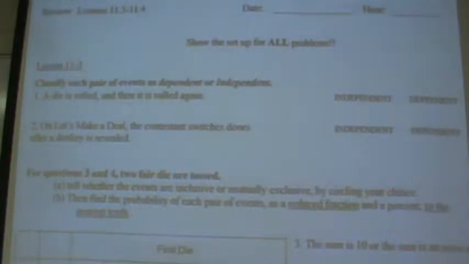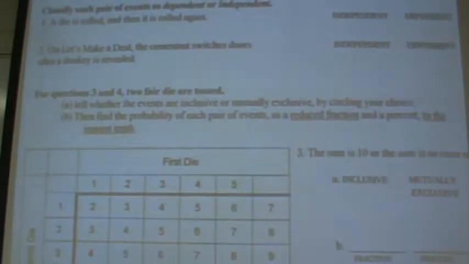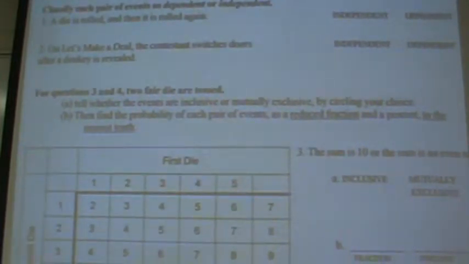Okay, this is the review that I gave you guys last week. It's 11.3 and 11.4. The first section is all 11.3 stuff. And for the first two problems, it wants us just to classify the pair of events as dependent or independent. So we're going to want to remember what dependent and independent meant.